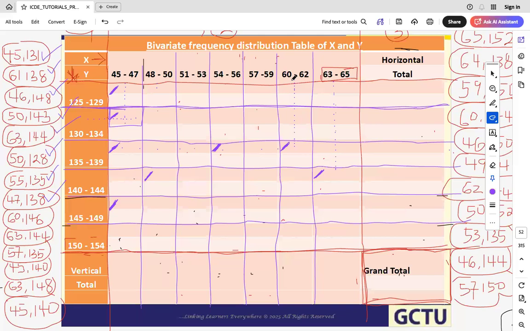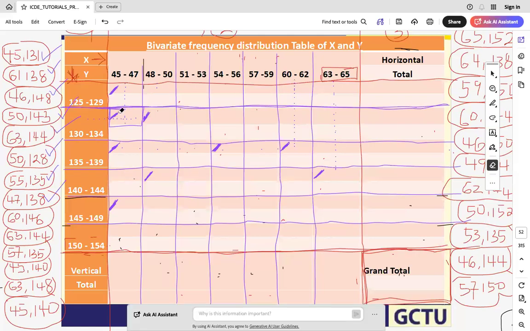Yes, Emmanuel Tete. Okay, sir, please, can you please revisit the point 50, 128? Okay, 50, 128. 50 is here. Oh, okay. All right. So that was an error. It's supposed to be here. Let me quickly clean this one with the eraser, and thank you for your vigilance.